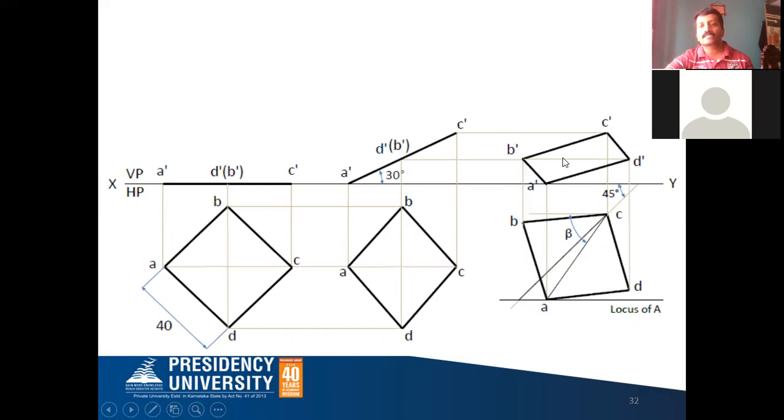B is here, B dash is here, this is B dash. C is here, C dash is here, this is C dash. D is here and D dash is here, this is D dash. Once you get all these 4 points, you join this with a thick line. So this is your corresponding front view, the final position.